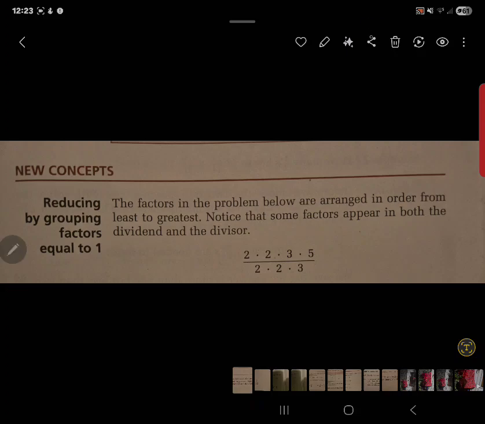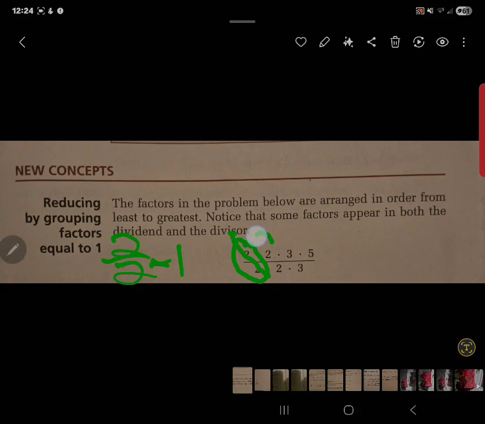What we can do when we have a question like this, what they did is they took a fraction and they split it into its factors. So 2 times 2 times 3 times 5. In order to make our lives easy, we can divide a fraction into its factors, and then we can group factors equal to 1. Well, what am I talking about? Isn't 2 divided by 2 equal to 1? So we can actually just cross that out and make our fraction a little bit easier.